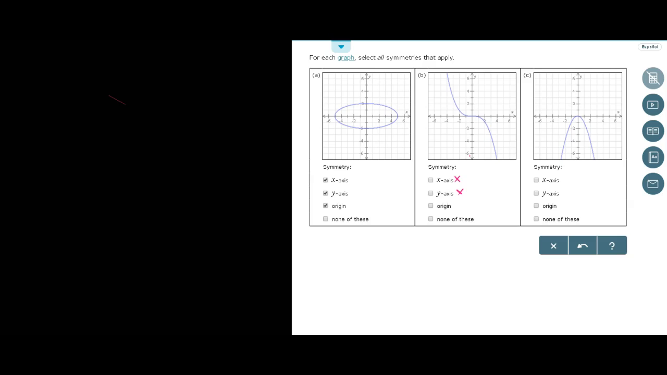Now for the origin, what you can do is look at the second quadrant portion of the graph and reflect it across the y-axis. Let's see, that's the reflection. And then reflect that part across the x-axis. And you're going to get the lower half of the graph. So that means it's symmetric with respect to the origin. And of course, you can use the diagonal line trick.